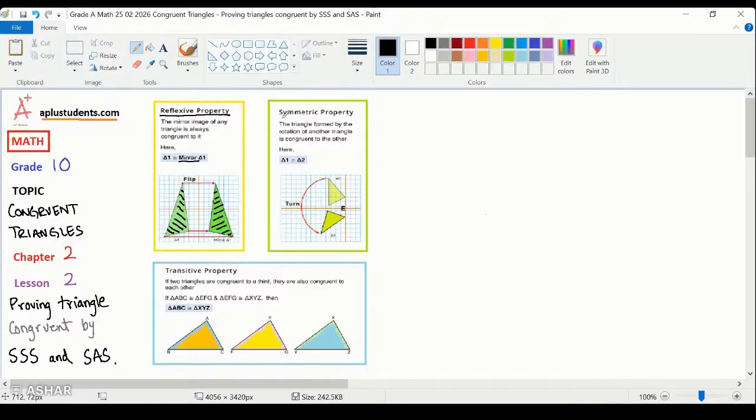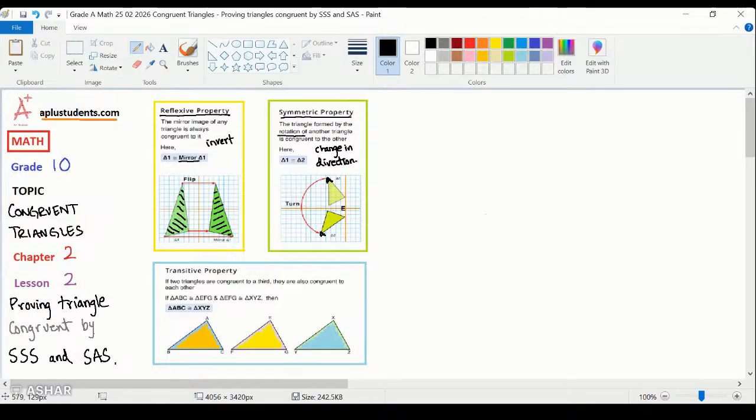Let's look at the symmetric property. The symmetric property means that it has a rotation on it. That means if this was point A, now point A is facing down. We've just changed the direction. Rotation means a change in direction, but the triangle is still the same. Mirror images are always inverted.